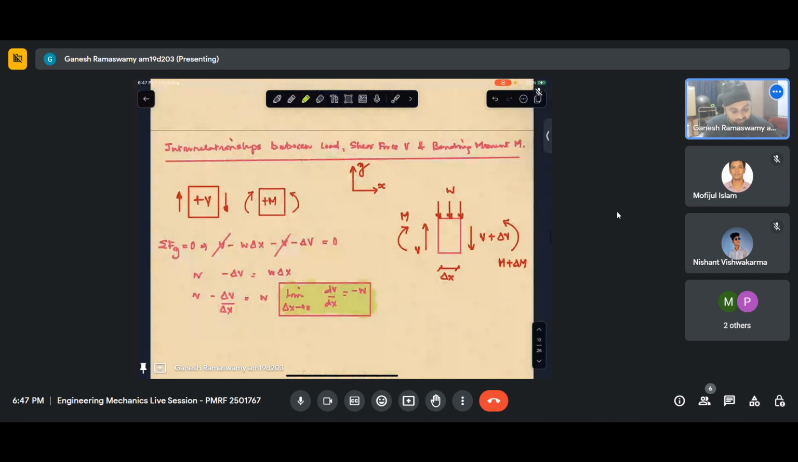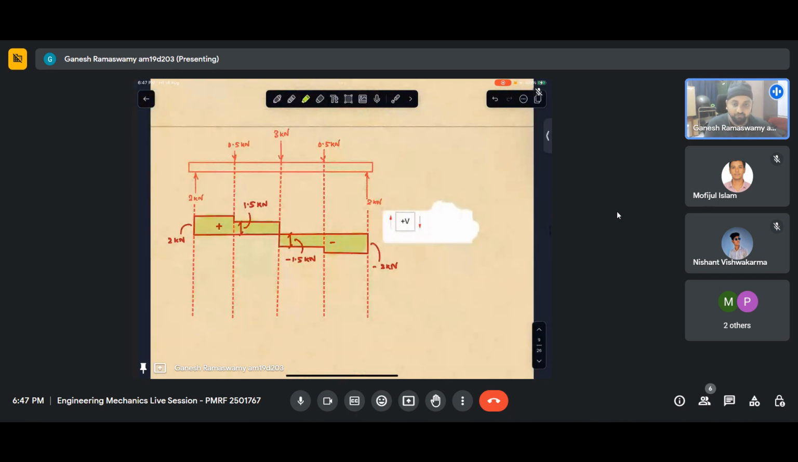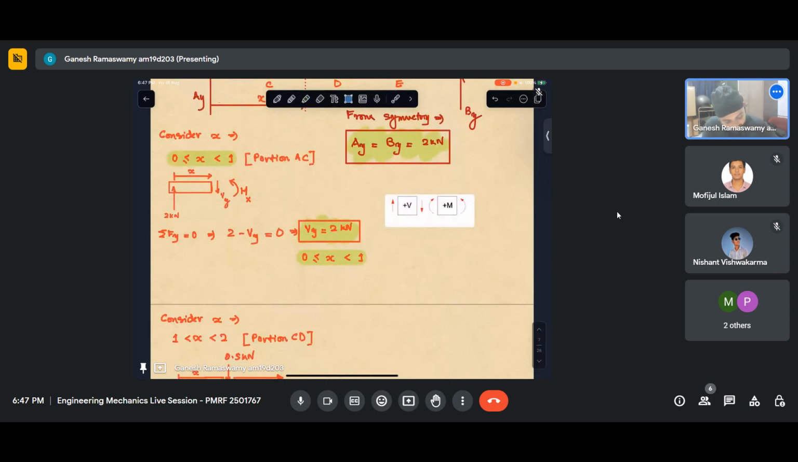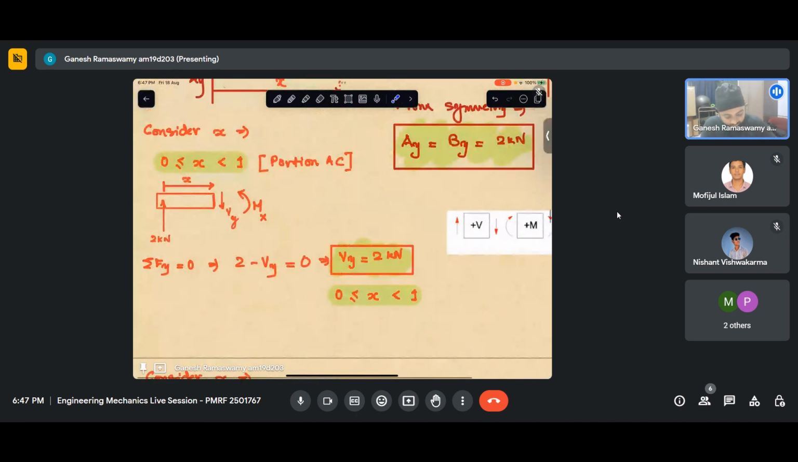Now we have seen how to draw the shear force diagram. The same thing what we do: we have essentially taken this section, for this portion 0 to 1, we drew the free body diagram. We labeled Vy and Mx according to our sign convention given here. Once we did that, we solved only sigma Fy equal to 0 and got the shear force. Now, in a similar vein, if I do sigma M equal to 0, I will be able to get the bending moment variation.